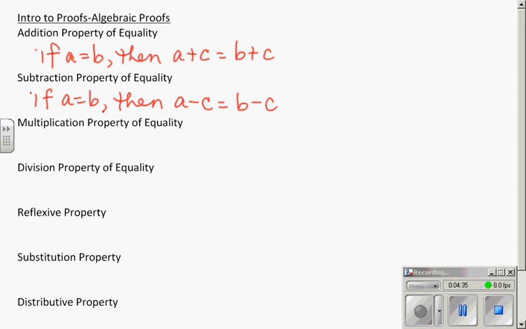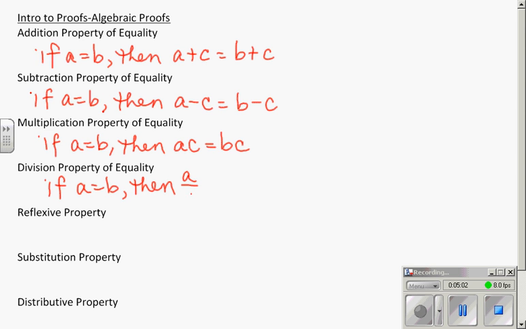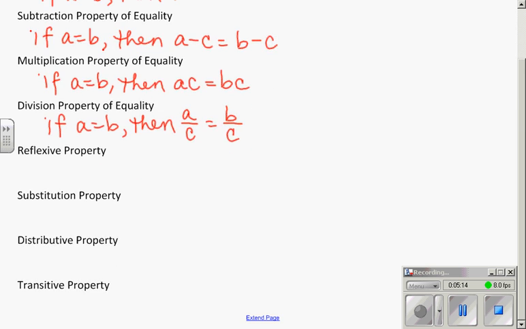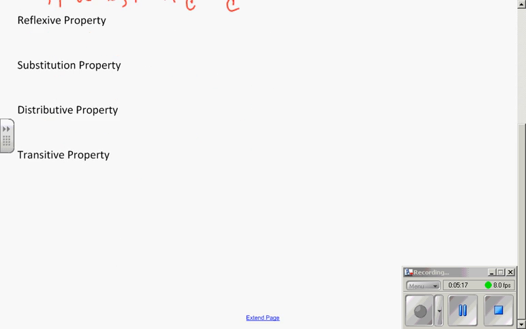Now, you can interchange a little bit between addition and subtraction because obviously adding 4 and subtracting 4 and adding negative 4 are the same thing. So there's some room for those two to be used interchangeably. Multiplication, if A equals B, then AC equals BC. We can multiply both sides of an equation. Division. If A equals B, then A divided by C is the same as B divided by C. Those four represent the golden rule of algebra, which is what I do to one side of the equation, I have to do to the other.